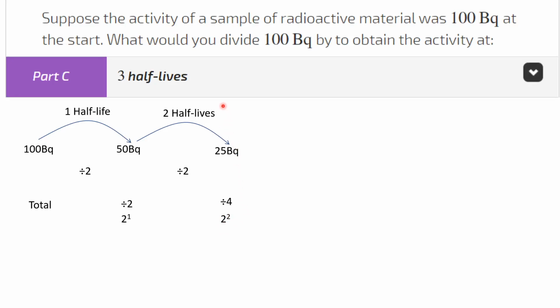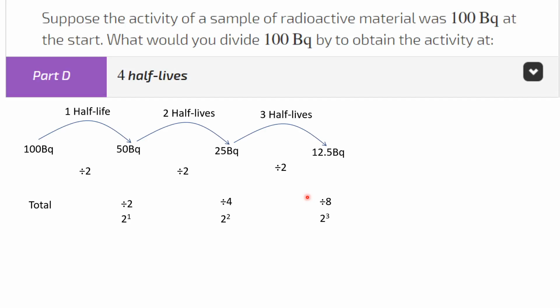The next question says, after three half-lives, what would we have to divide 100 becquerels by? So after three half-lives, 25 halved gives you 12.5. Once again, we've divided by 2. Now to get this from the original 100, this time we've got to divide by 8. Dividing by 2, then dividing by 2, then dividing by 2. So dividing by 8, or dividing by 2 to the power 3. And you might start to notice a pattern with this power here.